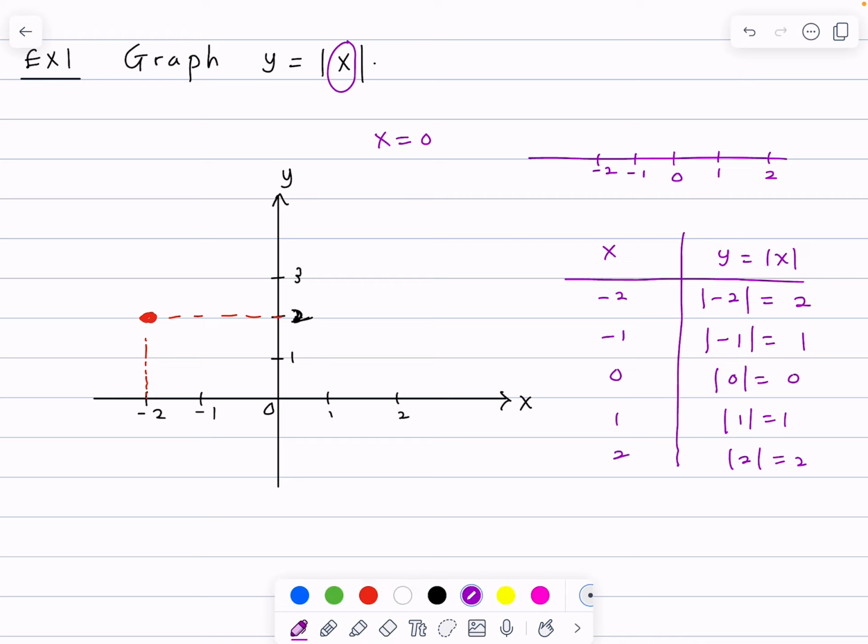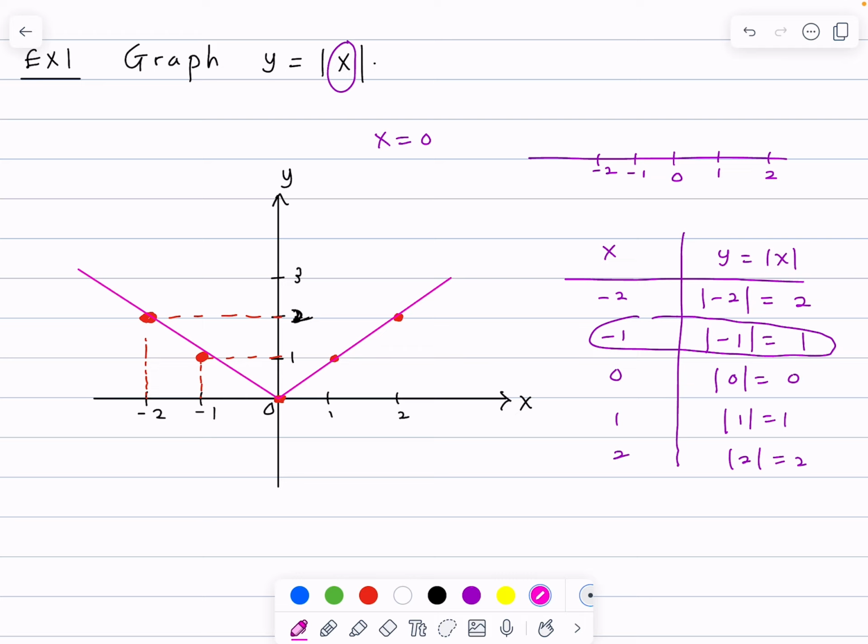When x is -1, my y is what? My y is 1. So I locate -1 on the x-axis, then I trace it to 1 on the y-axis. So this is it. And then you just plot the other points, right? 0, 1, then 2. And then you can just trace and draw a straight line going through those points. And that's it, something like that.